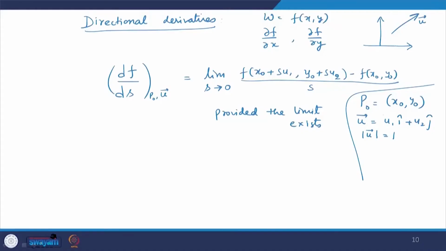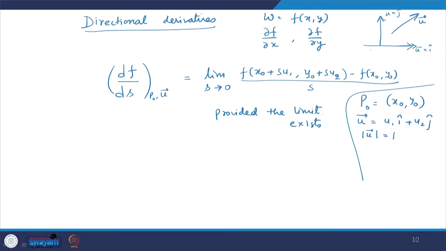See, if you consider the x axis, u will be i cap only, that means u1 is 1 and u2 is 0. If you put u1 equal to 1 and u2 equal to 0 here, this definition is nothing but del f upon del x. And if you take u along the y axis, u is nothing but j cap, that means u1 is 0 and u2 is 1. So, if u1 is 0 and u2 is 1, you substitute here.